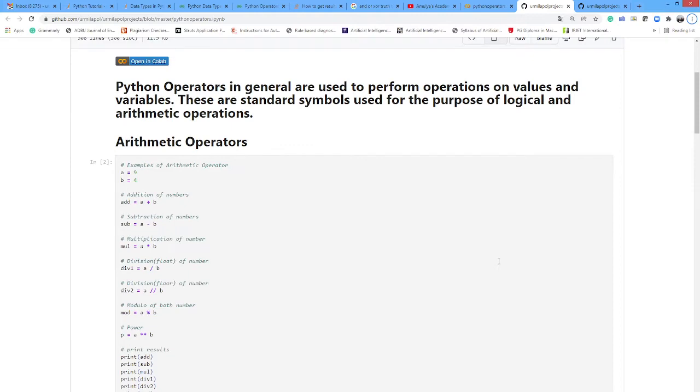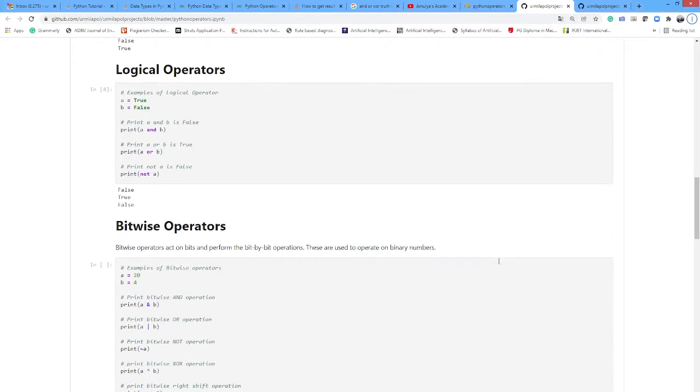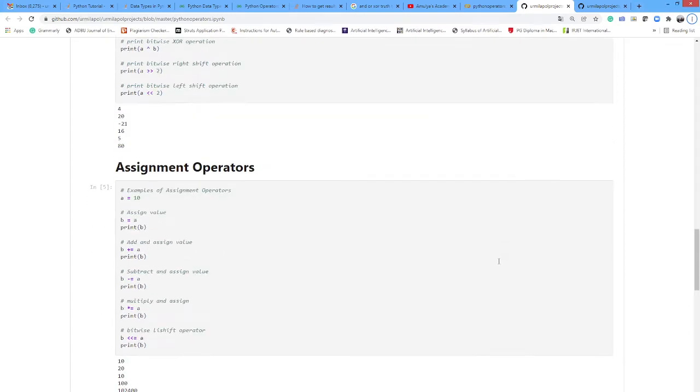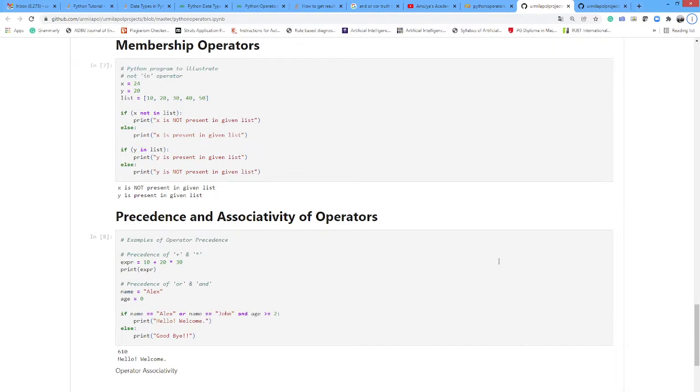Various types of operators are there: arithmetic operators, comparison operators, logical operators, bitwise operators, assignment operators, identity operators, membership operators, precedence and associativity of operators.